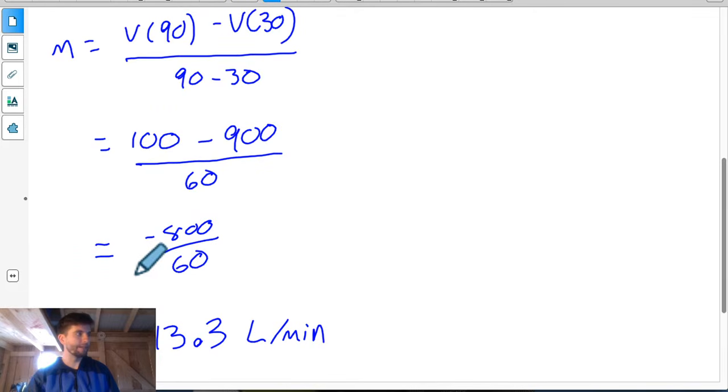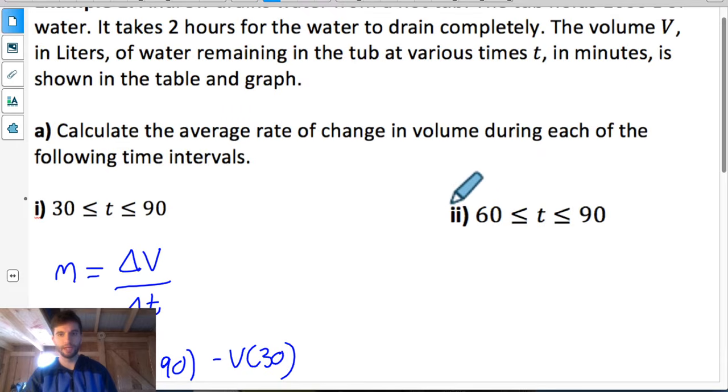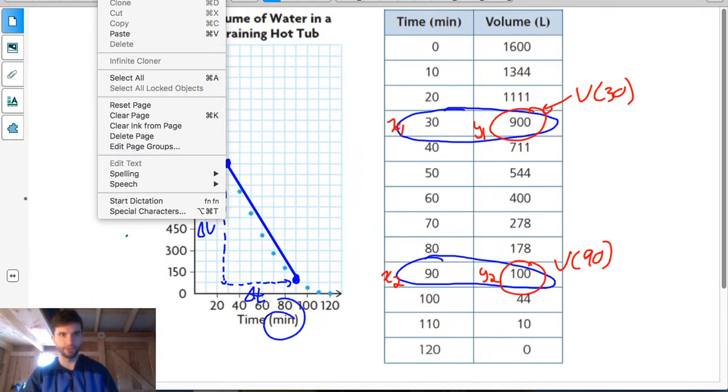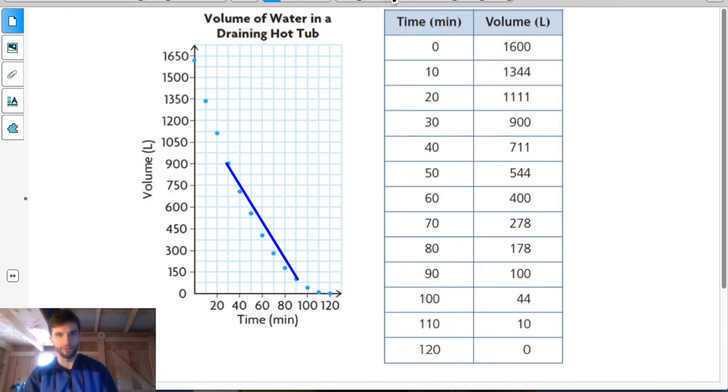Let's now find a couple more average rates of change with this same information. So part 2 asks us to find the average rate of change between 60 and 90. Let's look back at the graph and the table. So let me just clear everything that I've drawn here. Okay, so this time we're finding the average rate of change between 60 and 90.